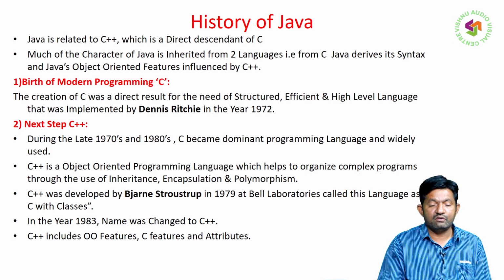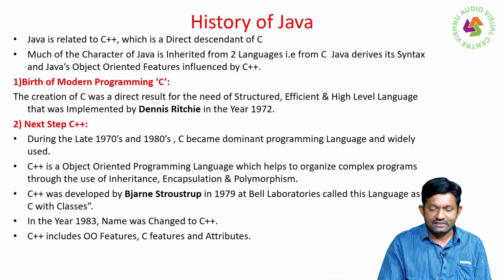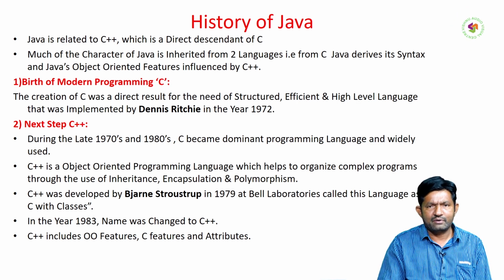Next, coming to the history of Java, Java is related to C++, which is a direct descendant of C language. Much of the character of Java is inherited from two languages. Java derives its syntax from C, and Java's object-oriented features are influenced by C++. The birth of modern programming, C. The creation of C was a direct result of the need for a structured, efficient and high-level language, implemented by Dr. Dennis Ritchie at AT&T Laboratories. C is the mother language for all the programming languages. It was developed by Dennis Ritchie in the year 1972.